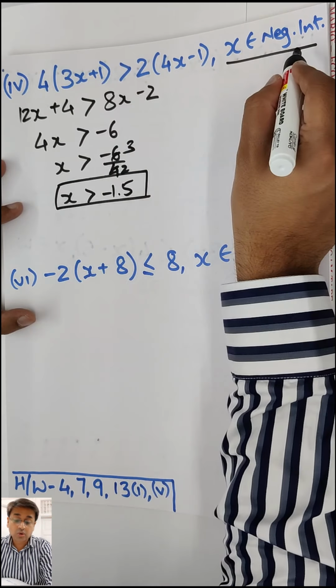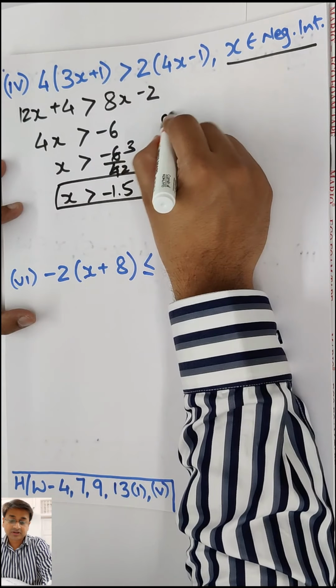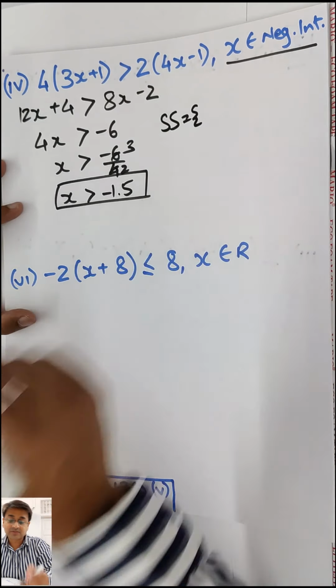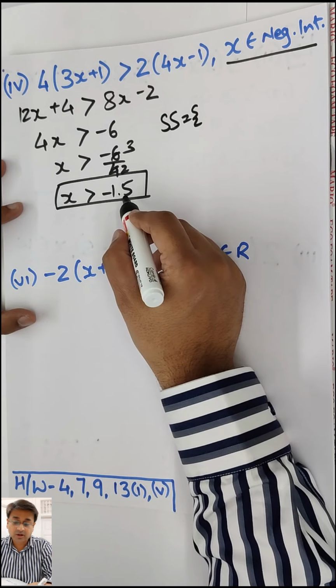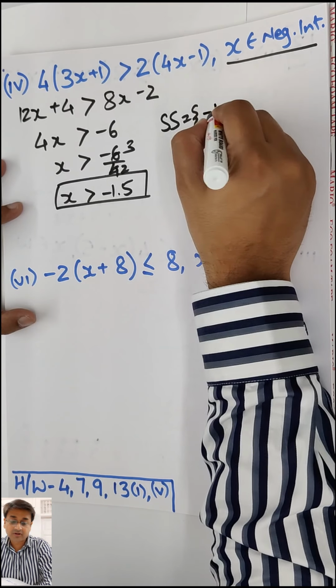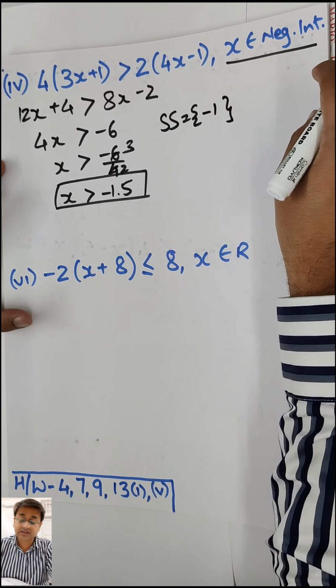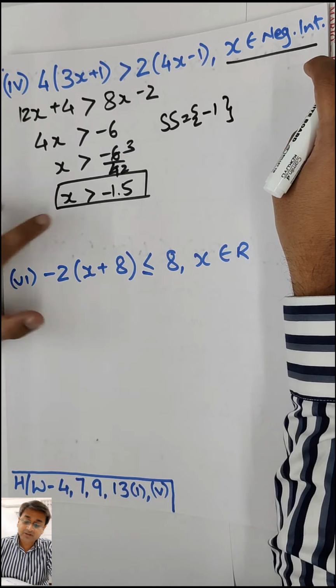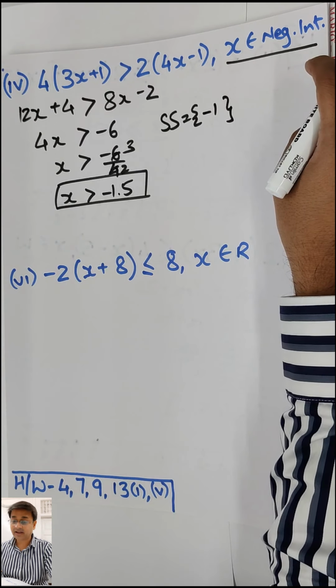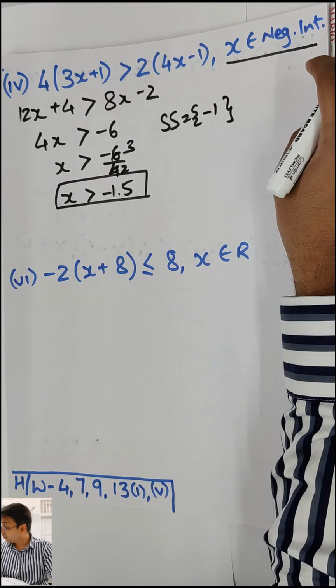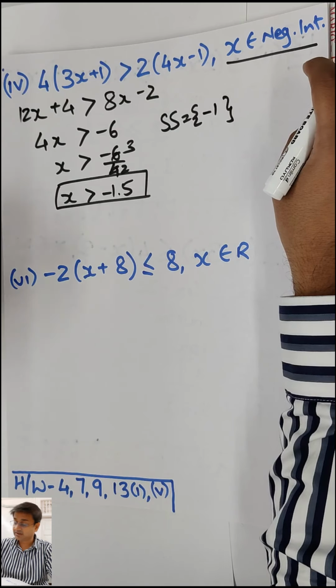Now x belongs to only negative numbers. So what is my solution set going to be? X is bigger than minus 1.5. So bigger than minus 1.5, only one negative number is there. That's minus 1. Because x is bigger than that. So I can't take any other negative numbers. Good question. They are actually trapping us nicely.